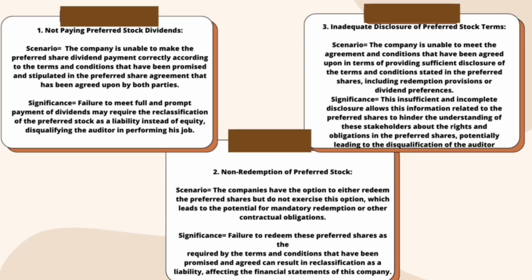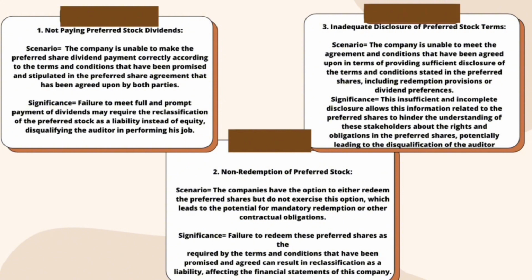The number 1 is not paying preferred stock dividends. The first scenario is the company is unable to make the preferred share dividend payment correctly according to the terms and conditions that have been promised and stipulated in the preferred share agreement that has been agreed upon by both parties. The significance is that failure to meet full and prompt payment of dividends may require the reclassification of the preferred stock as a liability instead of equity, which is disqualifying the auditor in performing his job of auditing.